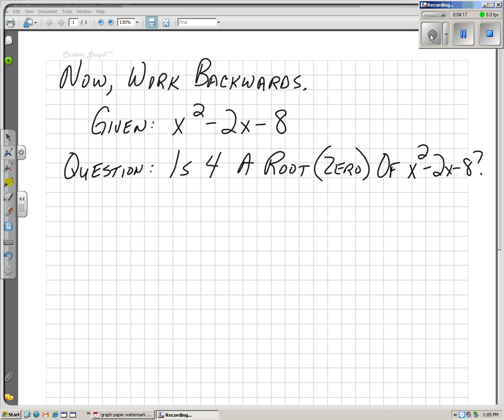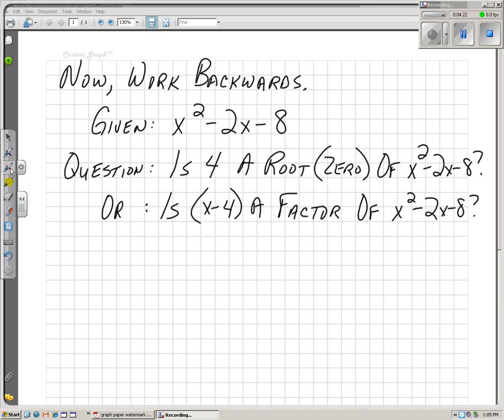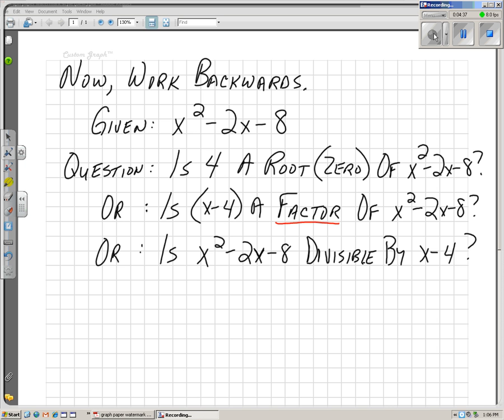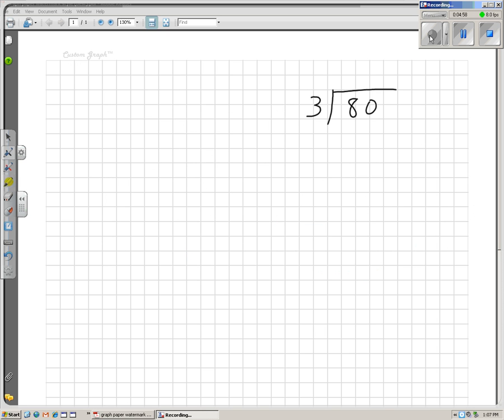Now we already worked that out. We already know it's a root, but we're going to use long division to figure it out as well. Another way to phrase this same question is, is x minus 4 a factor of x squared minus 2x minus 8? We're asking, does x minus 4 go into it? Or another way I might ask it is, is that function divisible by x minus 4? So these are 3 different ways of asking the same question. Is 4 a root? Is x minus 4 a factor? Is the function divisible by x minus 4? Those are all asking the same question 3 different ways.